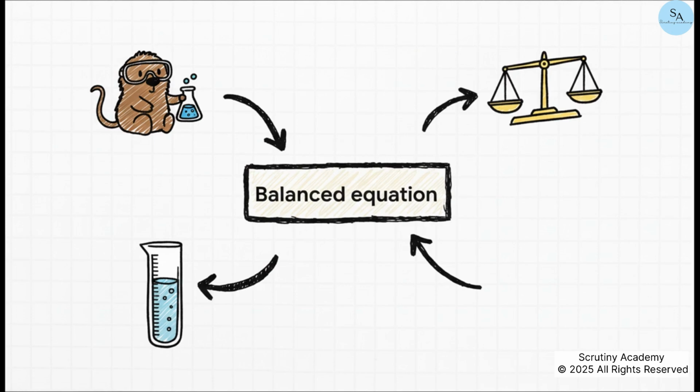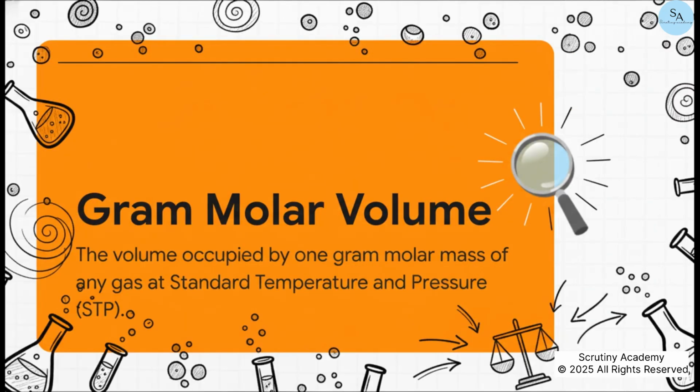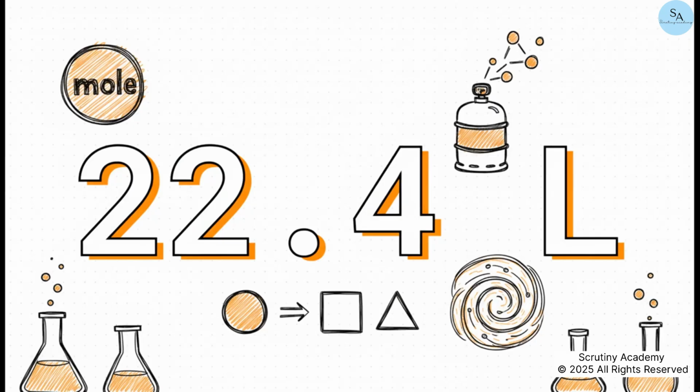It gives us the exact ratio of everything involved, whether we're measuring in moles, which is just a chemist's way of counting huge numbers of particles, grams, which is their mass, or for gases, even their volume in liters. Now, when we're dealing with gases, there's a special concept you absolutely have to know for exams. It's called gram-molar volume, and it works its magic under what we call standard temperature and pressure, or just STP. And here is the magic number. 22.4 liters.